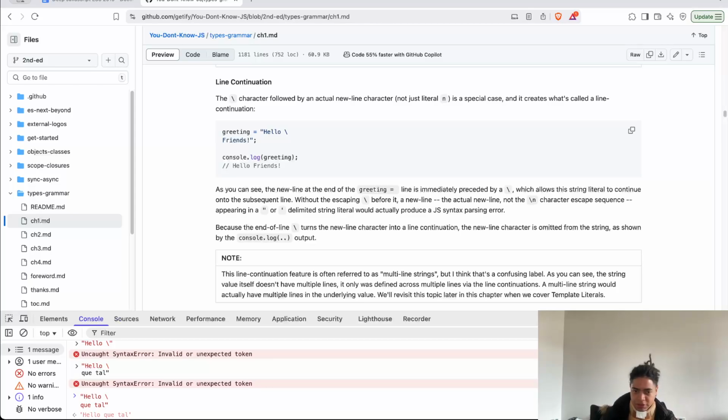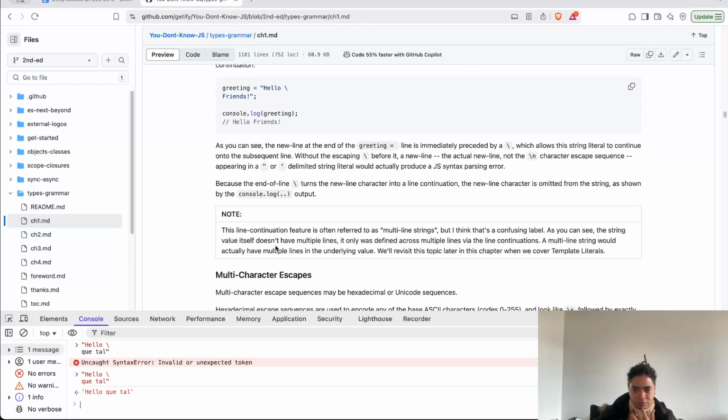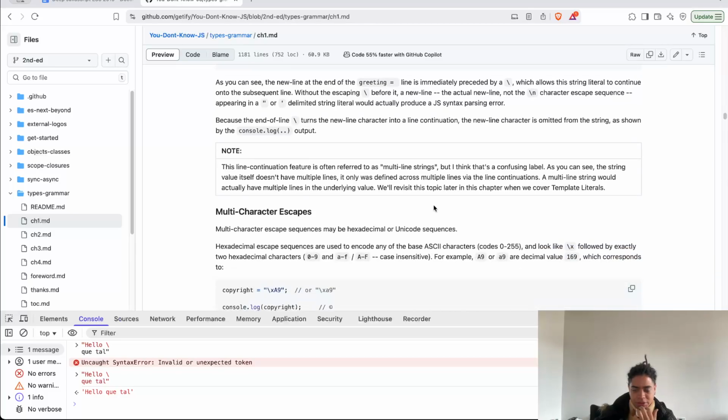Okay, now it parsed. Hello, ¿qué tal? You know, line continuation for this. What it refers to is multiple strings. There is no need to use this because now we can use the template string.